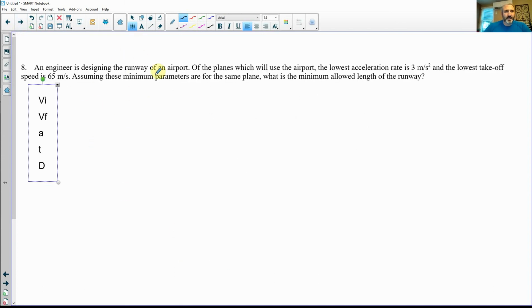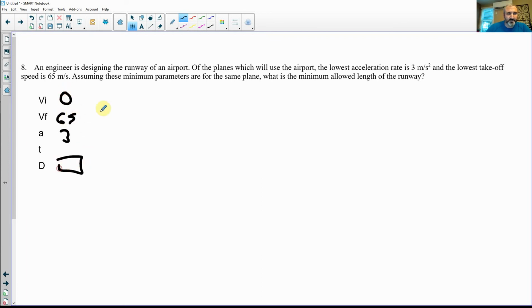Engineering is designing a runway for an airport. Of the planes which use the airport, the lowest acceleration rate is 3 meters per second squared, and the lowest takeoff speed is 65 meters per second. Assuming these minimum parameters, what's the minimum allowed length of the runway? Okay, so the VI for a plane is going to be 0. The final velocity is going to be 65, and we need to figure out the displacement.